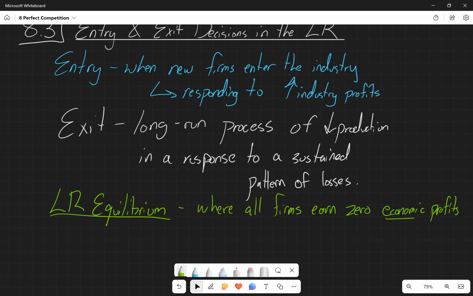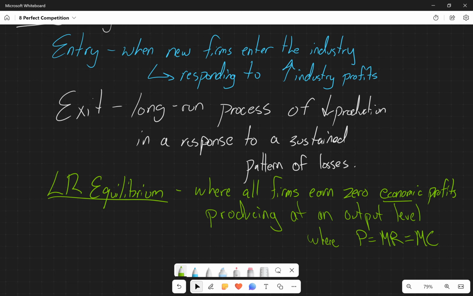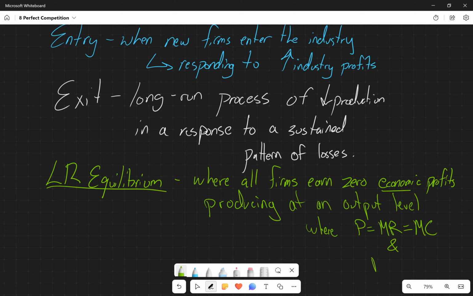So this long-run equilibrium is when all of the firms are earning zero profits, producing at an output level where the price is equal to my marginal revenue, is equal to my marginal cost, and my price is equal to my average total cost.